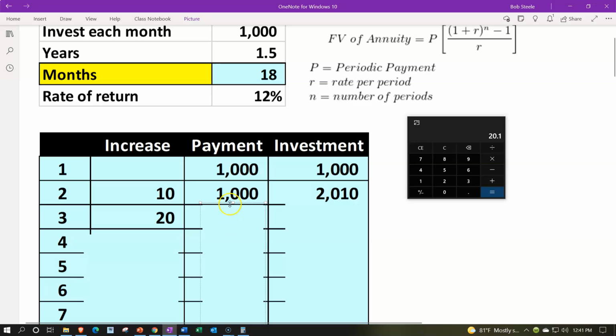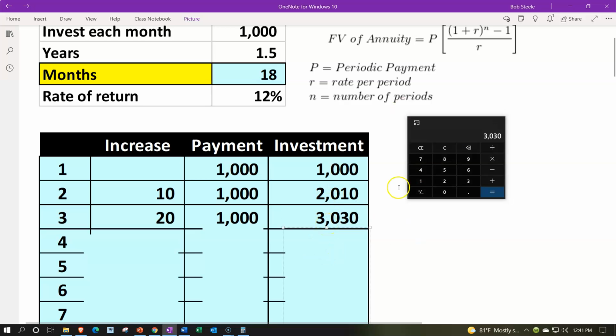We're going to add another 1,000 at the end of year, not year, month 3. And I apologize if I say year. I've been doing these and saying year for quite some time, but we're on monthly periods, 18 monthly periods. So then this is the 2,010 plus the 20 plus the 1,000, and that's going to give us our 3,030.